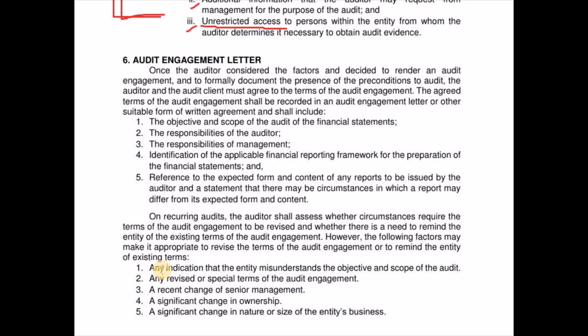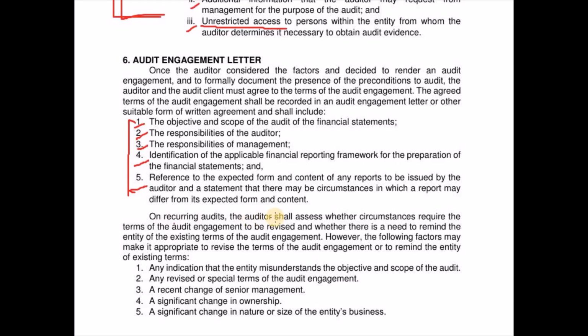suitable form of written agreement and shall include, first, the objective and the scope of the audit of the financial statements. Second, the responsibilities of the auditor. Third, the responsibilities of the management. Fourth, identification of the applicable financial reporting framework for the preparation of the financial statements. And lastly, reference to the expected form and content of any reports to be issued by the auditor, and a statement that there may be circumstances in which a report may differ from its expected form and content. Mao na siya dapat ang sulod sa ato ang audit engagement letter.